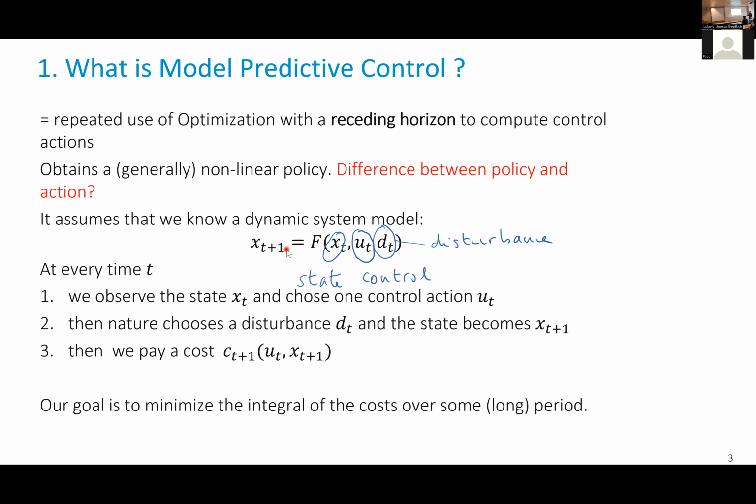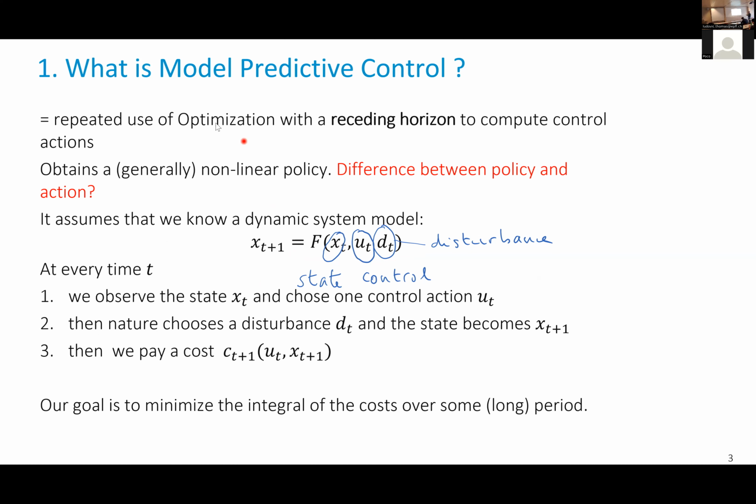In discrete time, a dynamic system is given in this form. In continuous time, it would be an ordinary differential equation, but most of the time in our context, we will use discrete time systems. So we have the state that we can observe or estimate. We have the control, that's the decision we have to make. And we have the disturbance, that's nature or uncontrolled things that play against or with us, we don't know.